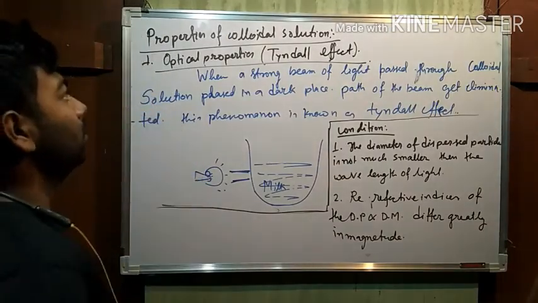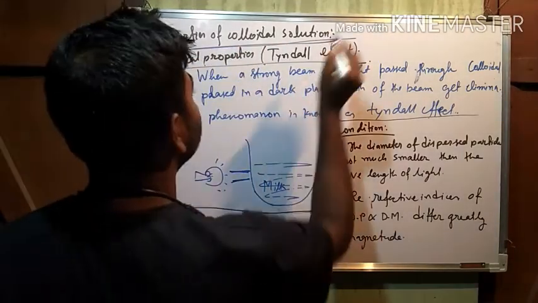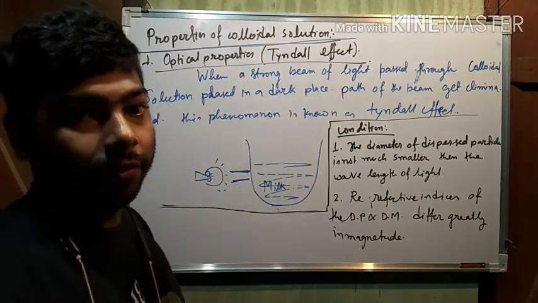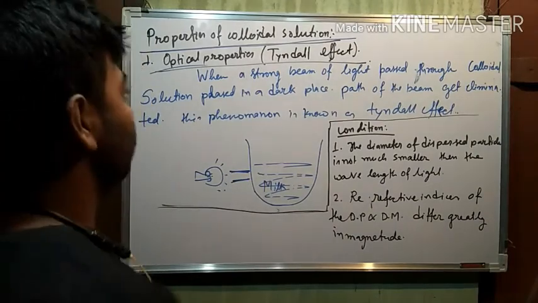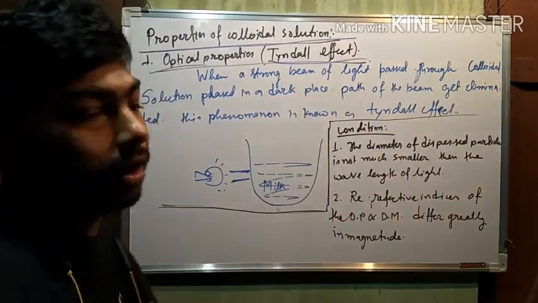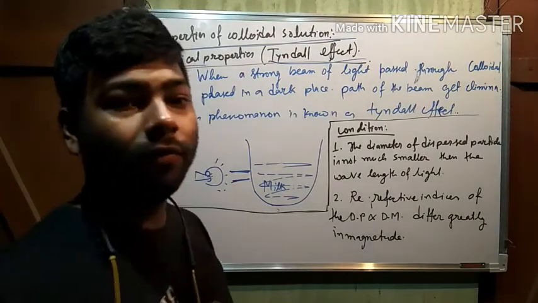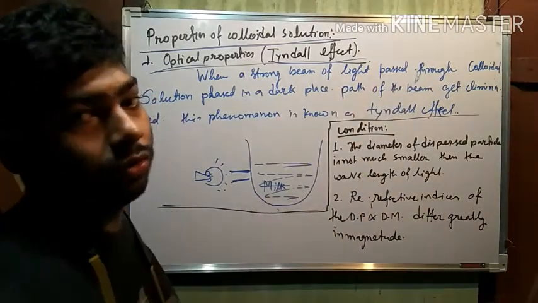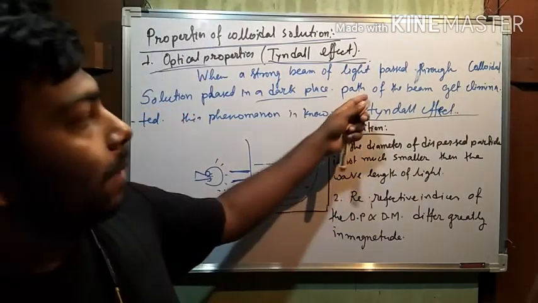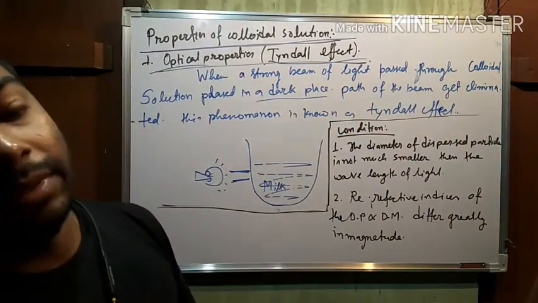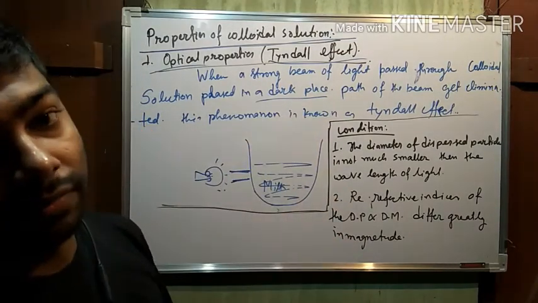now the next topic is the properties of colloidal solutions. Now we are going to discuss some properties of colloidal solutions. First property is the optical property, and the property is known as the Tyndall effect. Okay, now what is the Tyndall effect? When a strong beam of light passes through a colloidal solution in a dark place, then the path of the beam gets illuminated. And the process is known as the Tyndall effect.